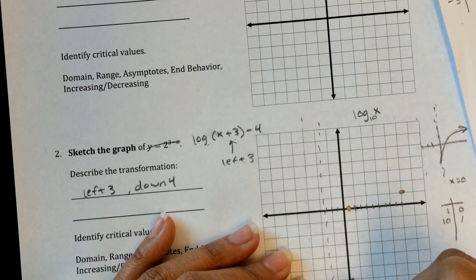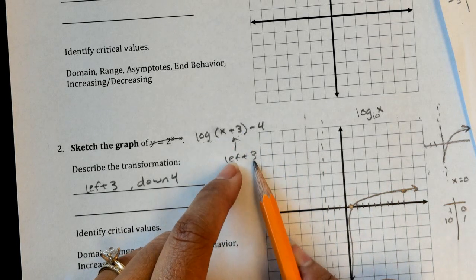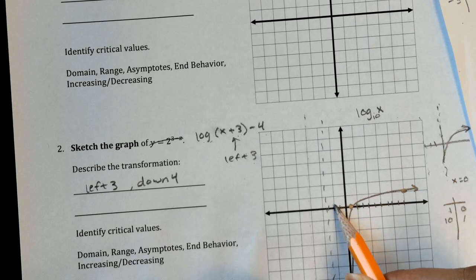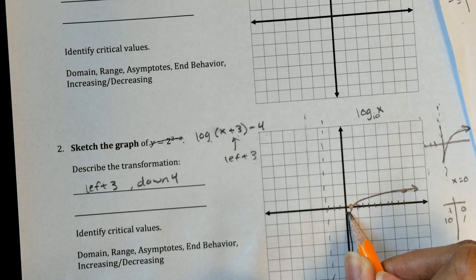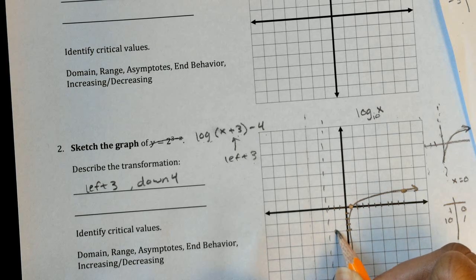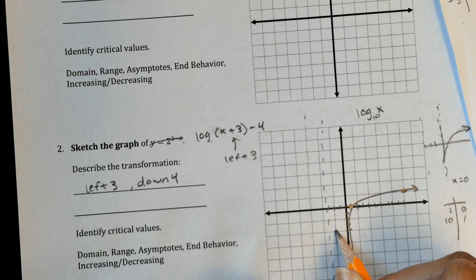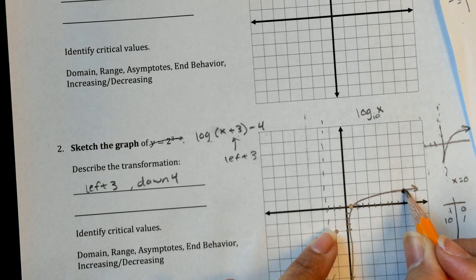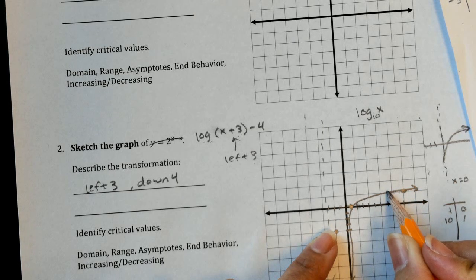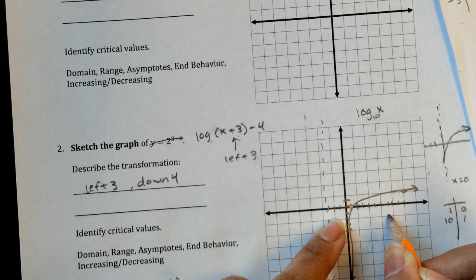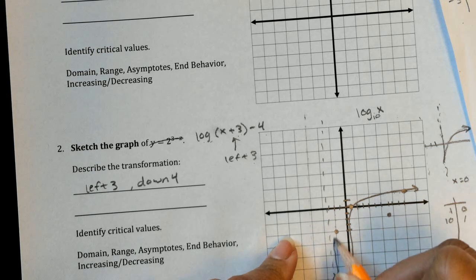Okay, so normally this is my parent function. However, each point went left 3 and down 4. So this point right here went left 3, 1, 2, 3, down 4, 1, 2, 3, 4. So this point went left 3, down 4. This point is also going to go left 3, so 10, 9, 8, 7, down 4, 1, 2, 3, 4. So right here. All right, so that's my new graph.